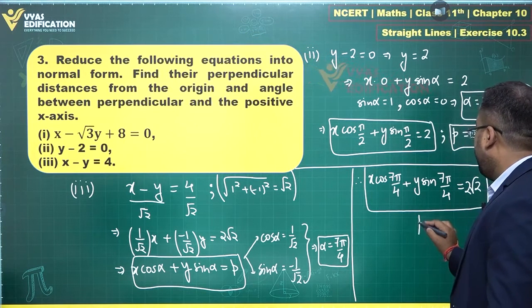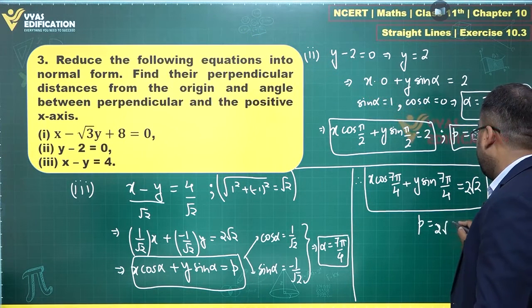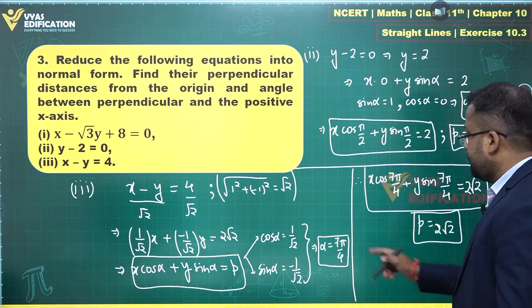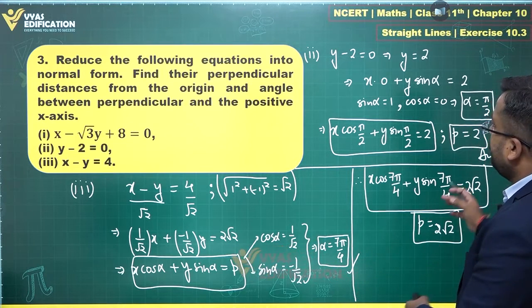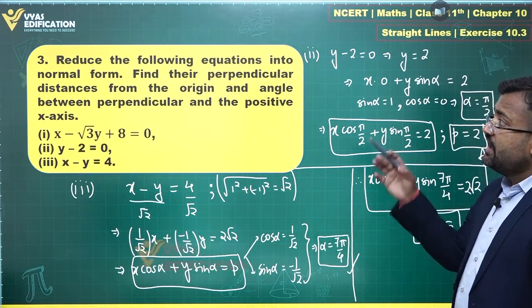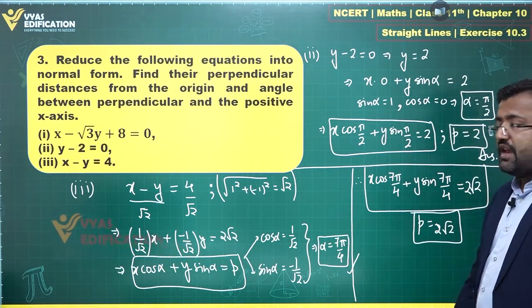That's the equation where p is equal to 2 root 2. That's the perpendicular distance. Alpha is 7 pi by 4. That's something which we have already found. That's the complete solution of this. This is the third part of this third question, as you can see behind me.